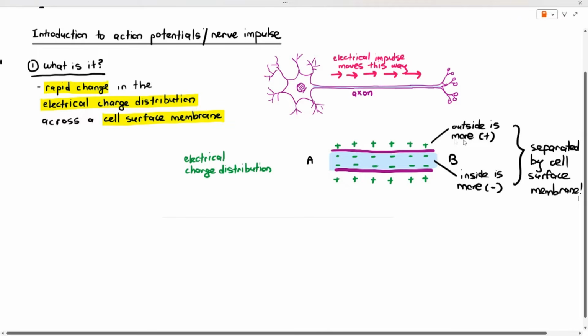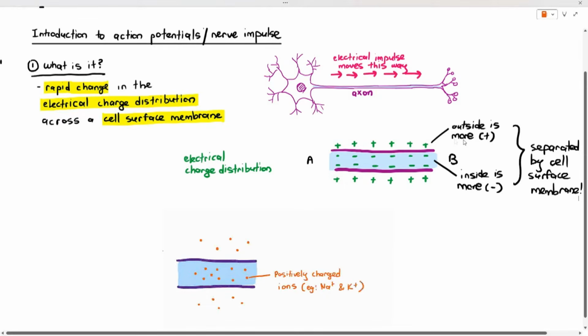The electrical charge distribution across the cell surface membrane is affected by ions, by the way. As I'm drawing out here, you can see the axon. The blue color is the inside of the axon. Those orange colored dots represent positively charged ions. Examples of positively charged ions are things like sodium ions and potassium ions, right? They give out positive charges. So, as an example here, if you notice in this diagram, the concentration of the ions inside the axon and outside the axon are almost the same.